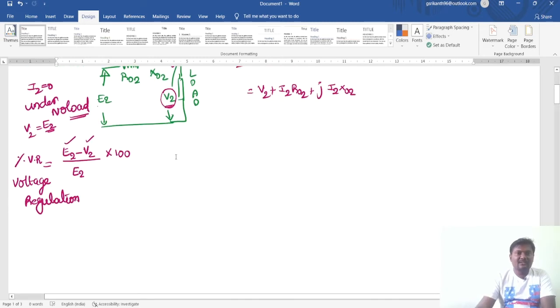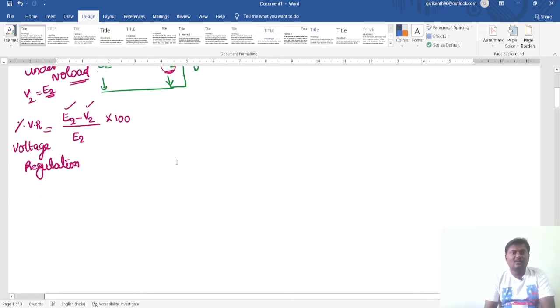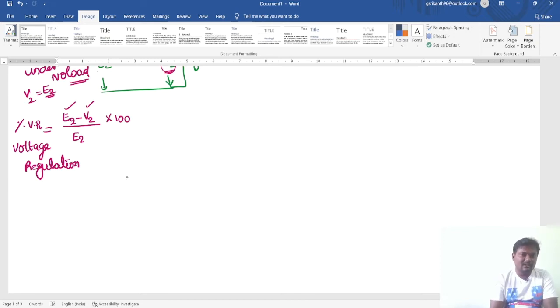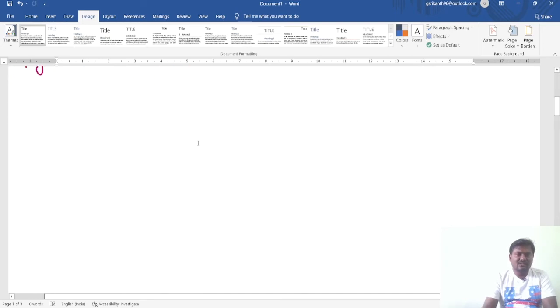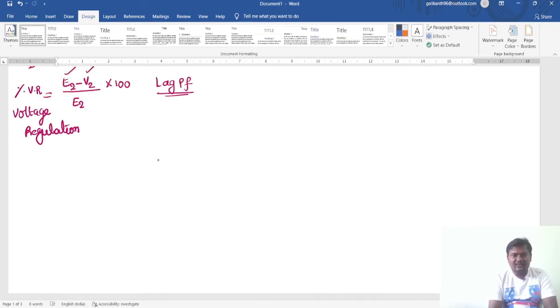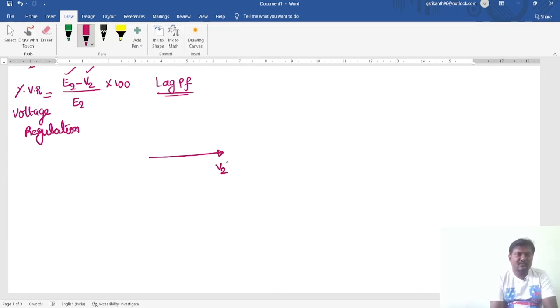So we have different types of loads. One is RL load, lagging load, leading load, and resistive load, that is called the unity power factor load. For a lagging power factor, we should derive the voltage regulation. Now let us see. I will take the reference as the secondary terminal voltage V2. With respect to V2, the I2 is lagging for a lagging power factor load at an angle of phi 2, where phi 2 is called the secondary power factor angle.